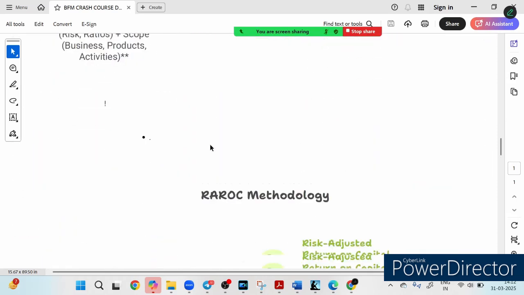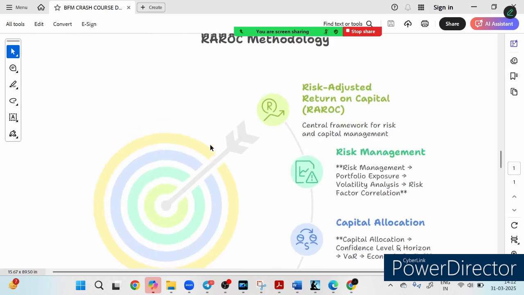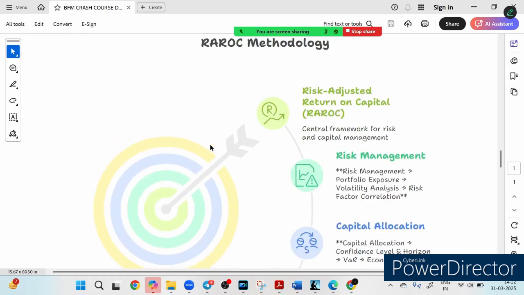Right. Now friends, let's switch our focus to the RAROC methodology. Imagine running a business where every decision carries a certain level of risk. Wouldn't it be great to have a system that not only measures profit but also tells you whether you are taking the right amount of risk? That is where RAROC comes into the picture, risk adjusted return on capital. RAROC is the heart of risk and capital management. It helps banks and financial institutions evaluate their performance while considering risk, ensuring smarter and more sustainable decision making.